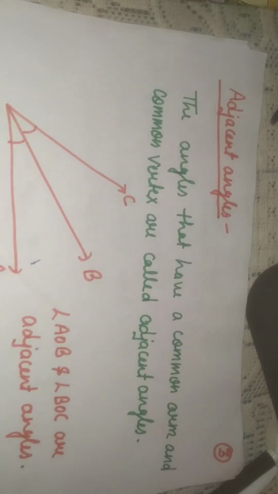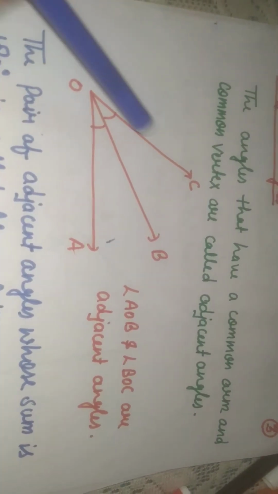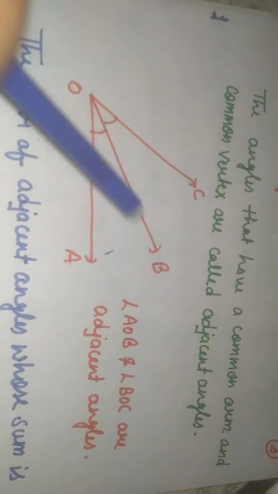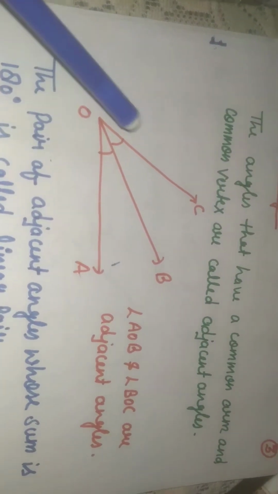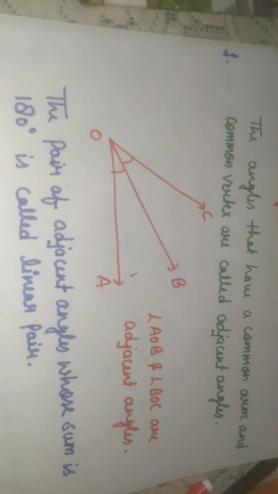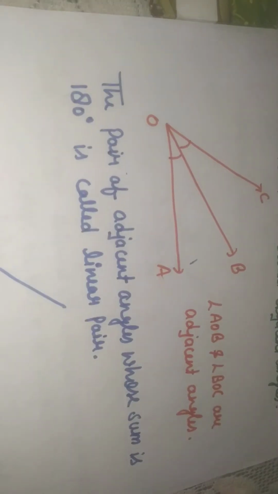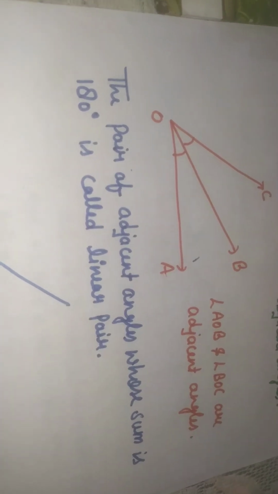Adjacent angles, the angles that have a common arm. If we have two angles AOB and BOC, they have a common arm OB and the same vertex O. Such types of angles are known as adjacent angles. And the pair of adjacent angles whose sum is 180 degrees is called a linear pair.